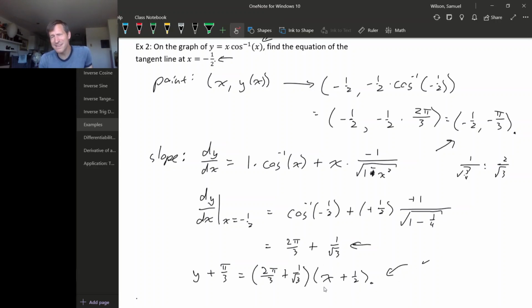We could multiply this out and put it into slope-intercept form, but I don't think we would really get anything out of the experience. So let's just leave it here.